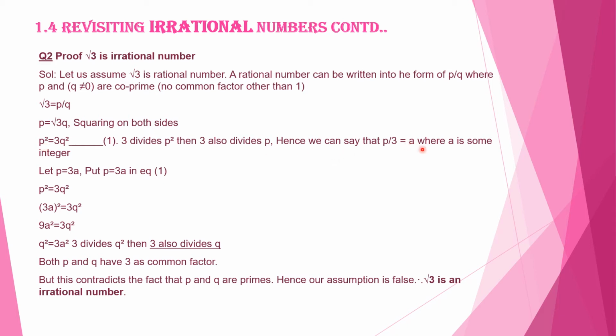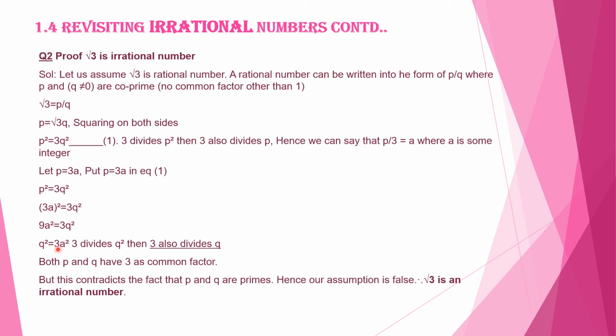So what we can do? p by 3 equal to a, where a is some integer. How can you write it down now? p equal to 3a. Let's put this p equal to 3a in equation number 1. p square equal to 3q square. You just replace p with 3a, so 9a square equal to 3q square. Now you can very easily divide it, and it will become q square equal to 3a square.